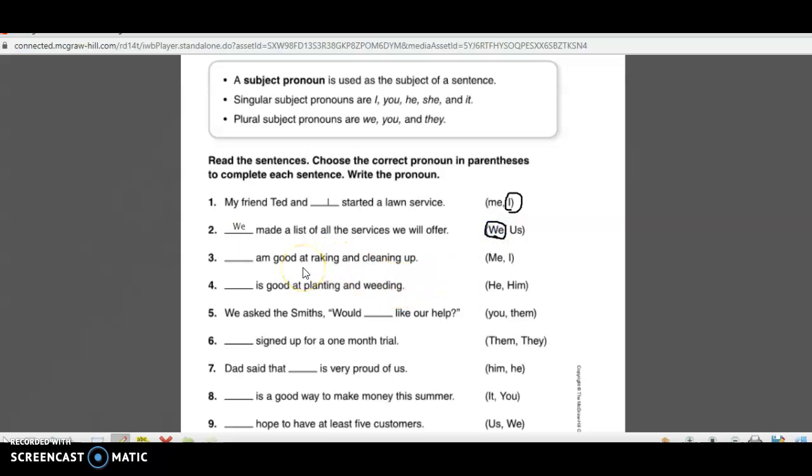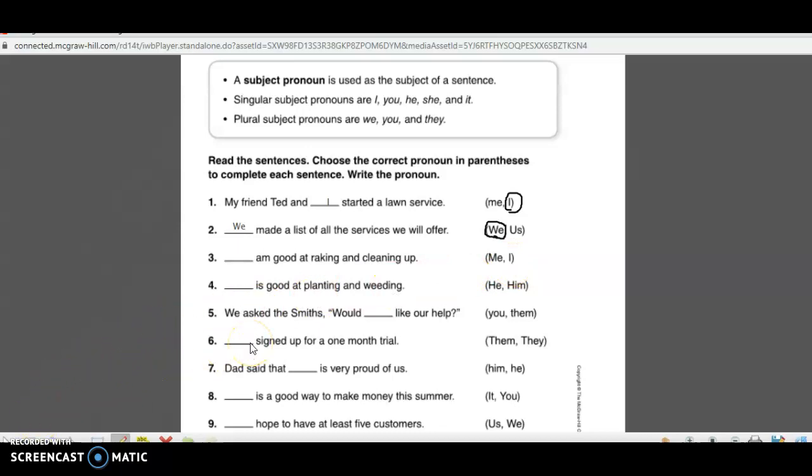All right, for number 3, I want you to have your interactive notebook out. So if you need to pause, you can go get your interactive notebook. I want you to rewrite number 3, and remember, we're putting in a subject pronoun, so which one of these, me or I, would we use for our subject? Remember, up here, if we have subject pronouns, these are the ones that we should be using. So think about which one would complete this sentence. Write that in your interactive notebook. You can pause now to rewrite sentence number 3 using the correct pronoun. Go ahead.